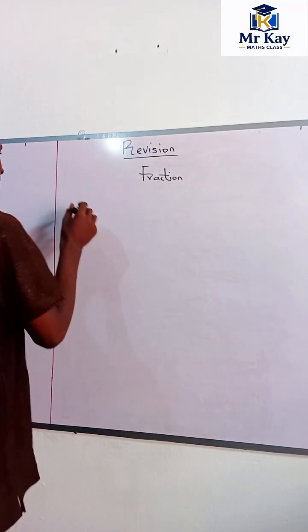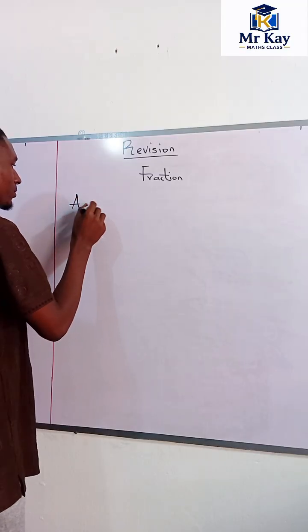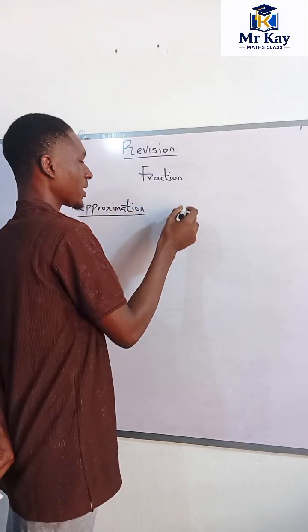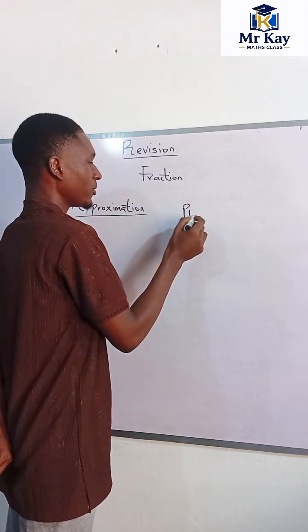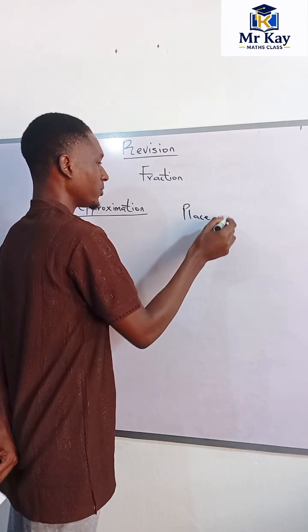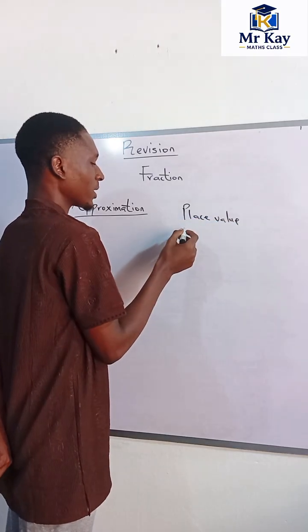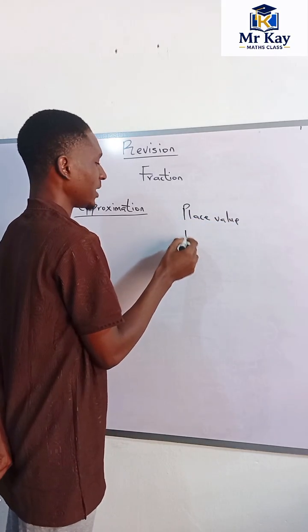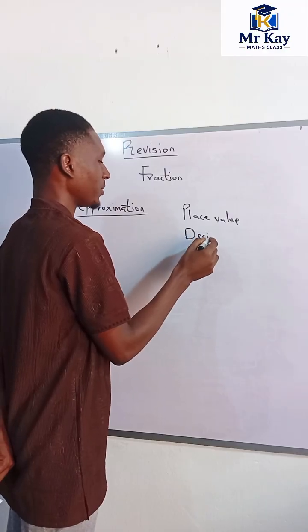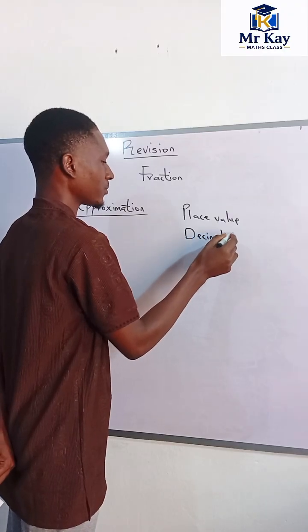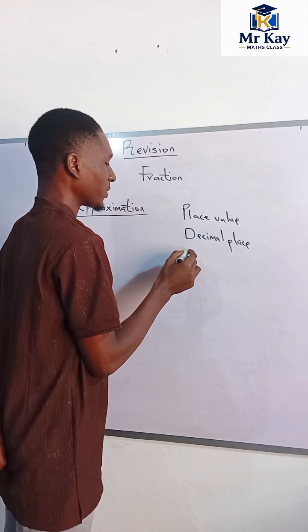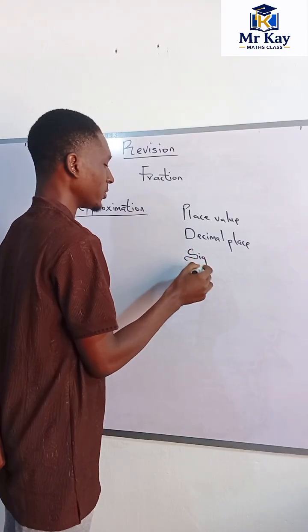Let's talk about the approximation first. You can approximate to a given place value. You can approximate to, let me say, decimal place, which is DP, and you can approximate to significant figures.